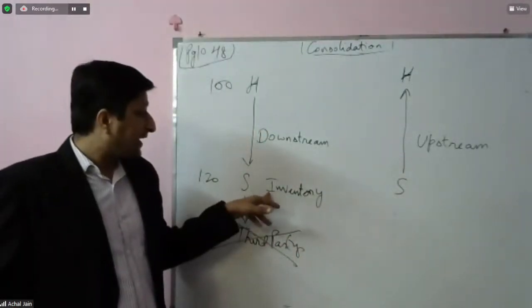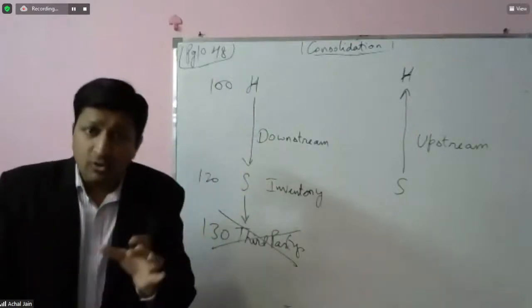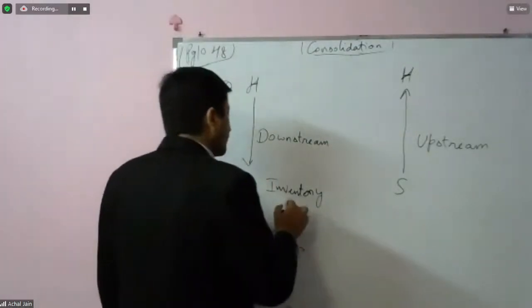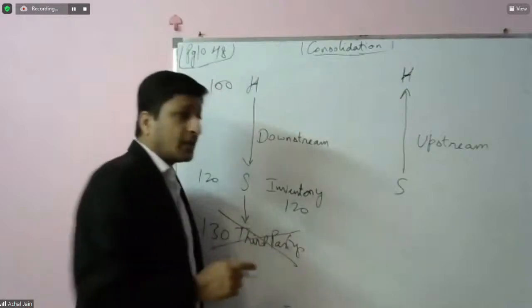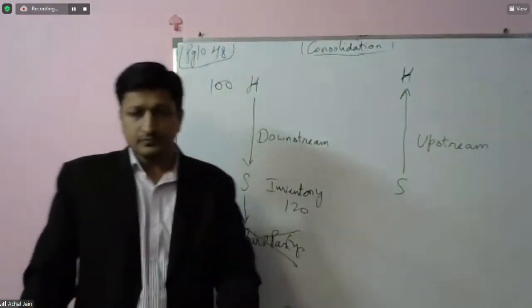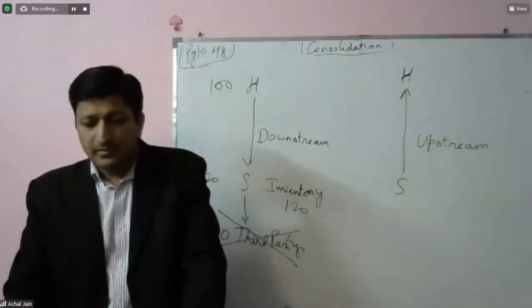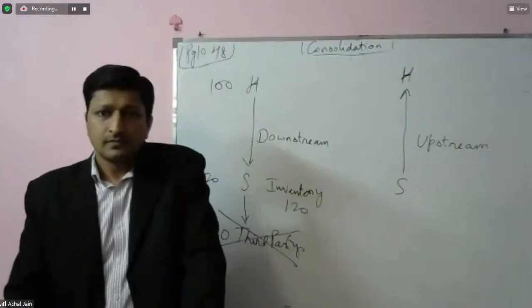So now we are at year end wherein S is holding inventory of rupees 120. Now there is a problem. Let's understand the problem.